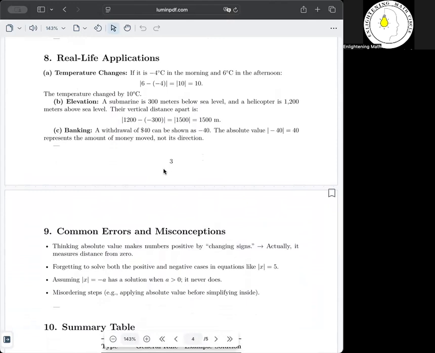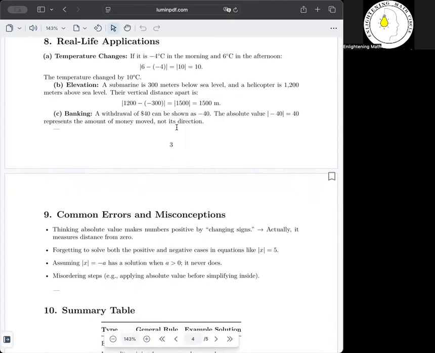So a real life application of this would be temperature change. We can look at how the temperature changes throughout the days. This would most often be used in Celsius and not Fahrenheit, as Fahrenheit does not get to the negatives. Elevation. So if we look at underwater sea levels compared to above ground, we can use absolute value equations to compare the distance. And then banking, when withdrawing and inputting money into your bank account, it can also be used.